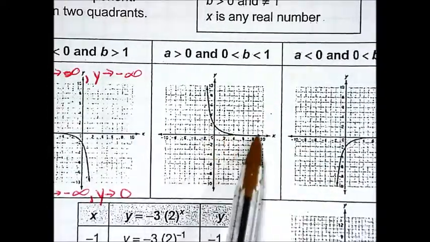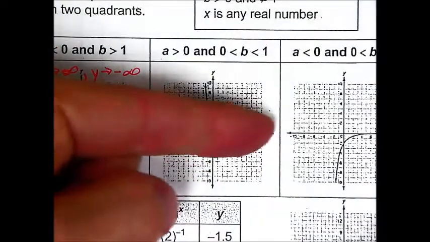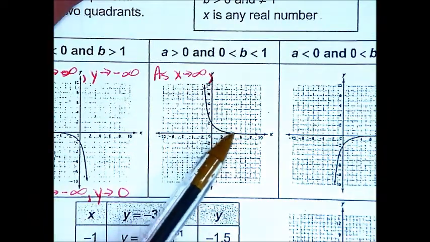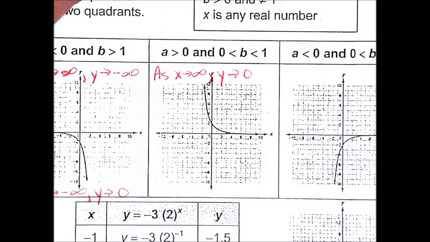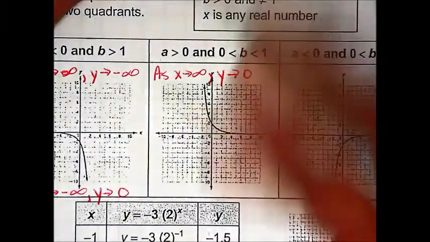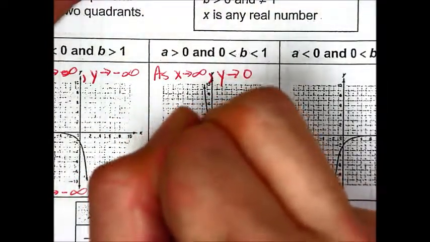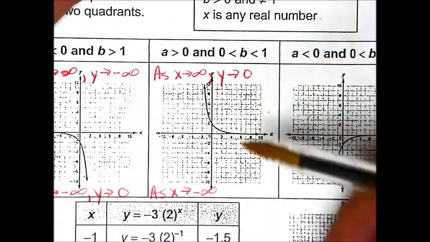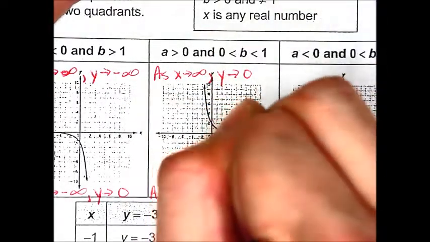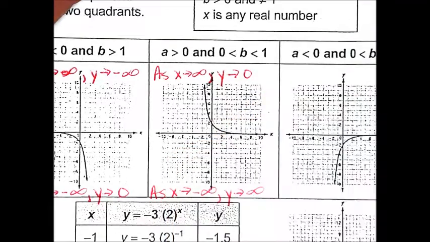On this right end, when you go to the right, that's when your x's approach infinity. So on the right end, as x approaches infinity, look at what the right end does: this line approaches 0. Y approaches 0. Left end: when you go left, that is always negative infinity. As x approaches negative infinity, as you go left forever, look, it goes up, up, up forever. Y approaches positive infinity.